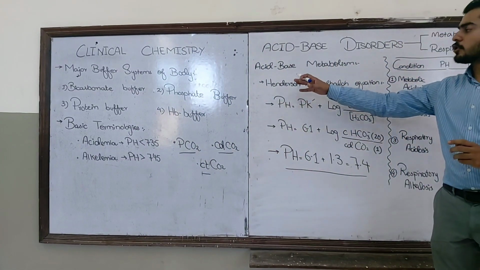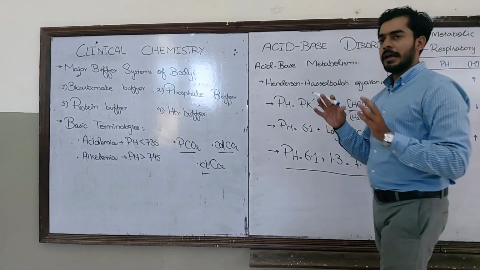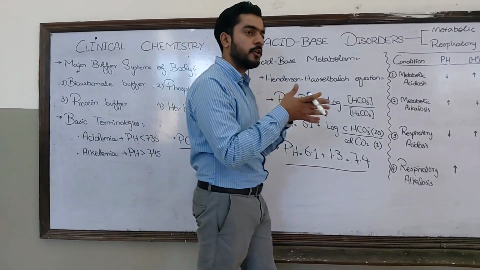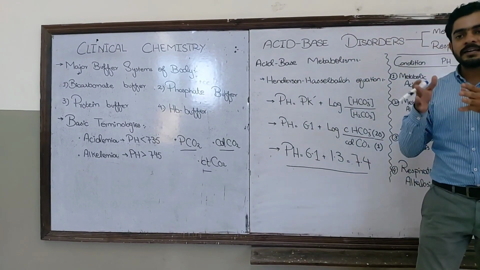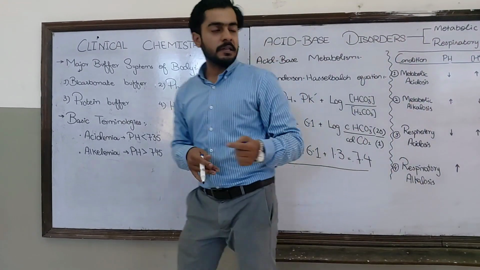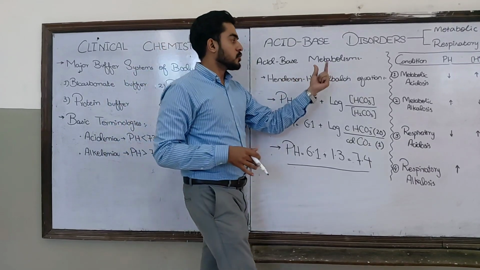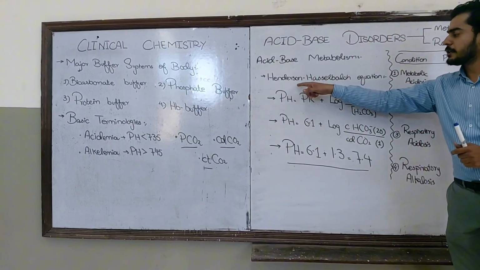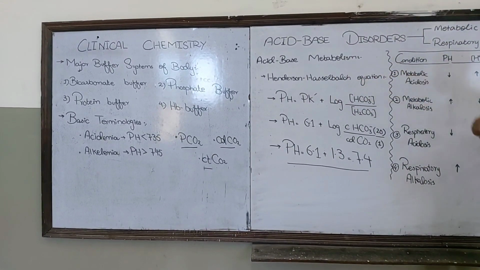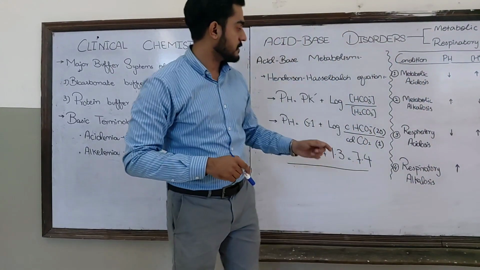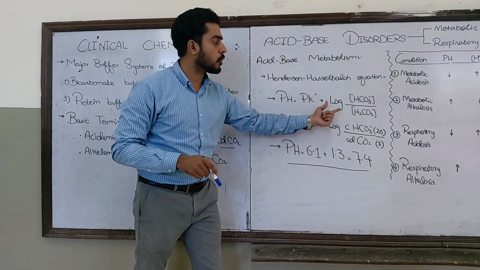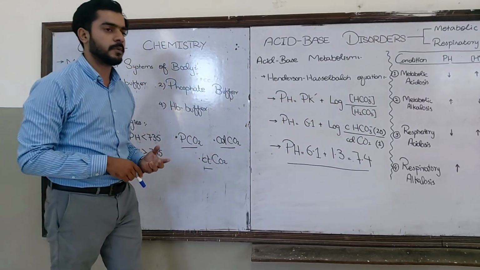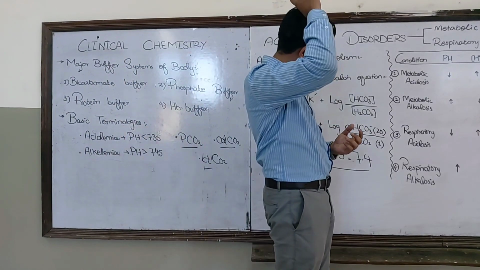When we talk about acid-base disorders, we have to know about acid-base metabolism, that is, how these buffers act in our body to maintain the pH in a narrow range. That is called acid-base metabolism. In order to study it, we need to understand the Henderson-Hasselbalch equation, which states pH is equal to pKa plus log of concentration of salt over acid. This is the equation we have already discussed in our first year biochemistry and in multiple other topics.